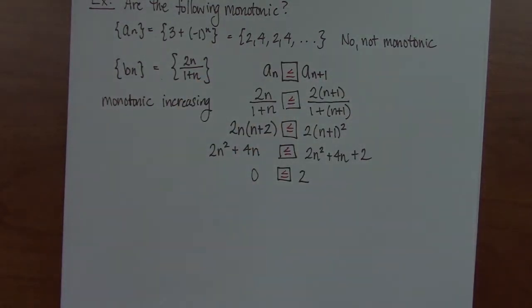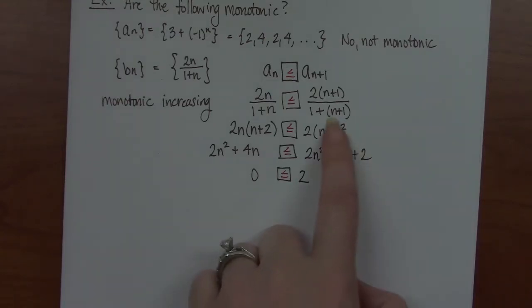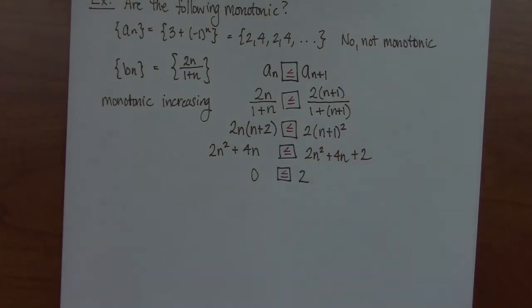Yeah, question. Question on the proof. So you multiplied by n plus 2 to both sides, but you have n plus 1 squared over here. I did not multiply both sides by n plus 2. I cross multiplied. So this denominator was n plus 2, and this denominator was 1 plus n.